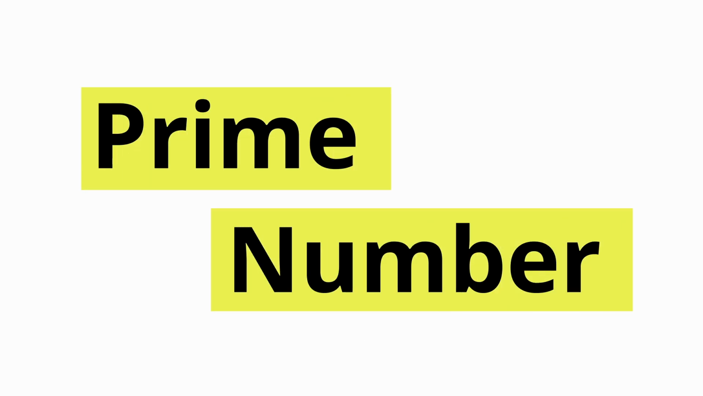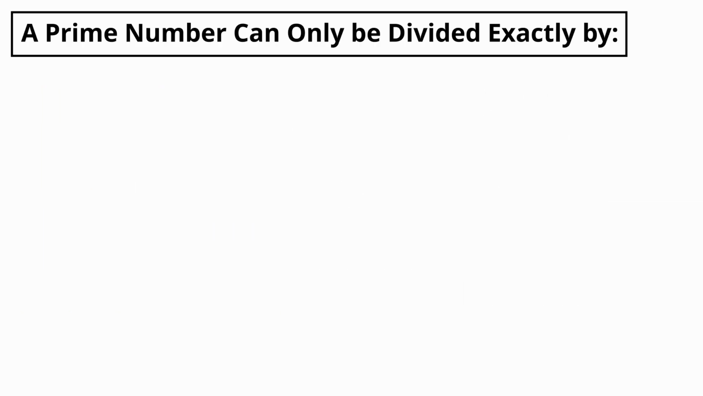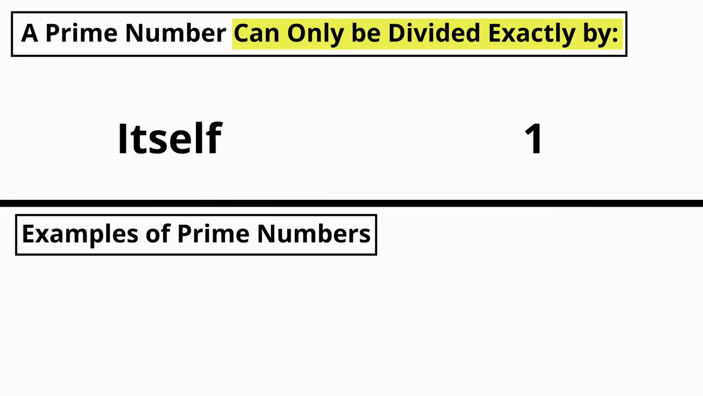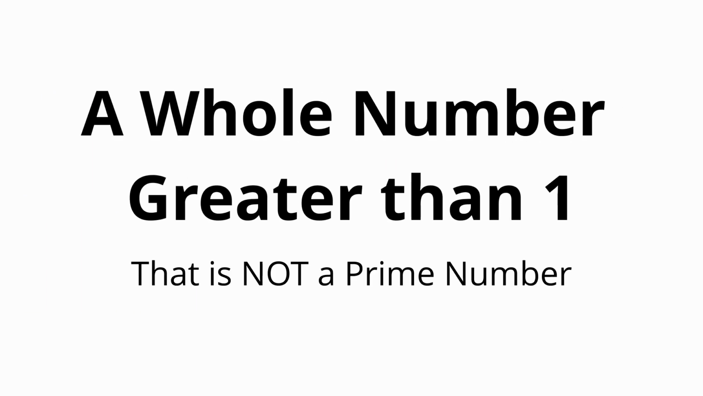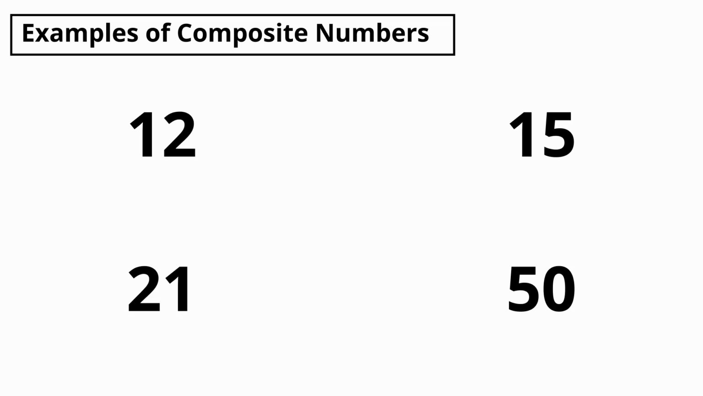A prime number is a whole number greater than 1 that can only be divided exactly by itself and 1. Examples of prime numbers include 5, 11, 19, and 37. A composite number is a whole number greater than 1 that is not a prime number. Examples of composite numbers include 12, 15, 21, and 50.